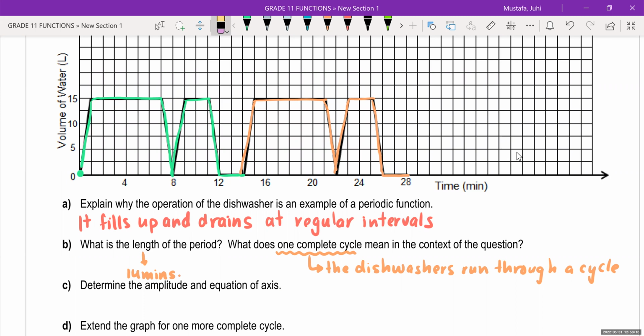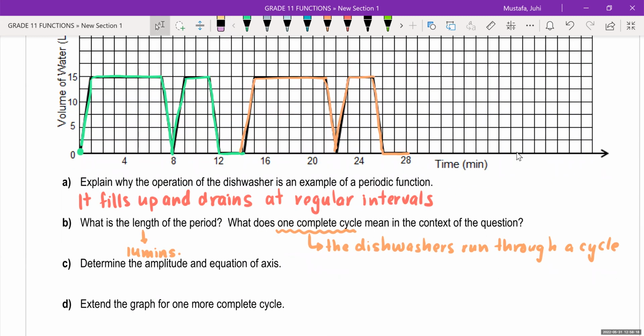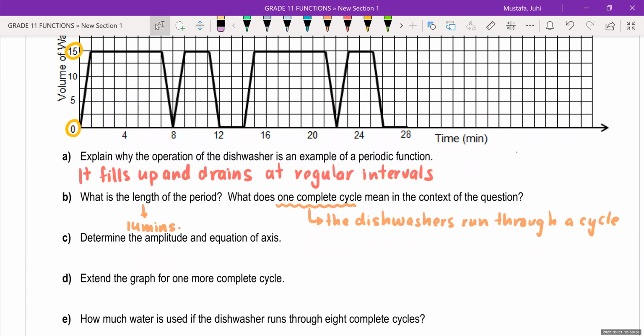Determine the amplitude and the equation of axis. We could use our formula or we could just use common sense. Maybe we could do a little bit of both. So I recognize that in this question, our maximum value is 15 and our minimum value is 0. So for the amplitude, you're going to go 15 take away 0, divided by 2. And that's just going to give us 15 over 2, which is the same as 7.5.